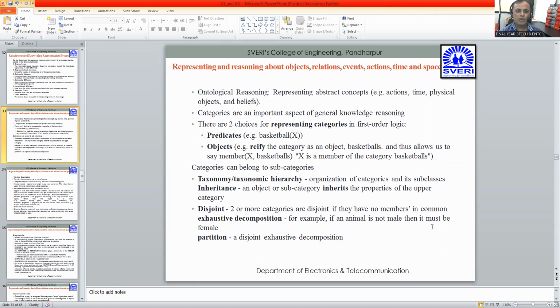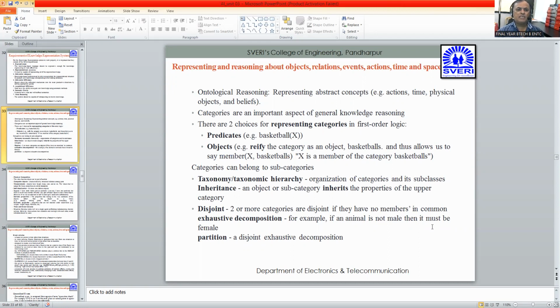So let us start with one concept, that is ontological reasoning. This ontological reasoning needs to be understood first. It is related with the reasoning about actions, times, objects, and beliefs. So whatever actions you take, at what time they are taken, what are the physical objects on which the reasoning can be done, and the beliefs that are strongly behind it. The ontological reasoning is nothing but representing the abstract concept, or I could say the reasoning between action, time, physical objects, and beliefs.